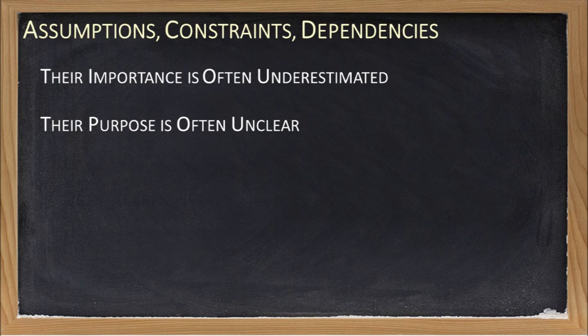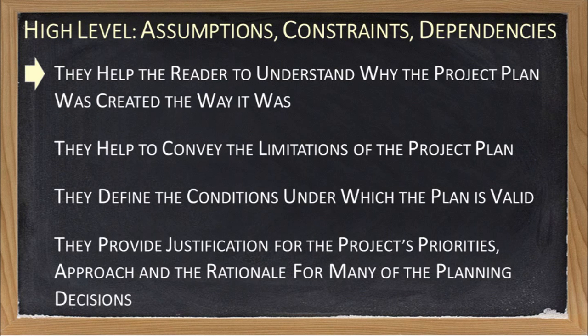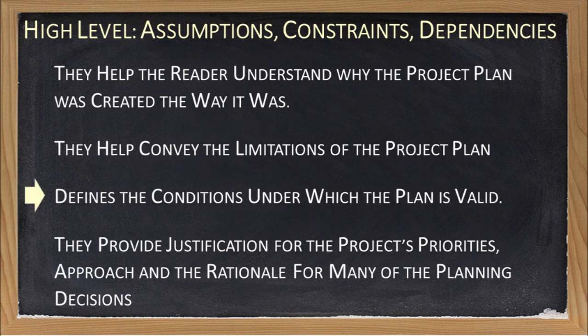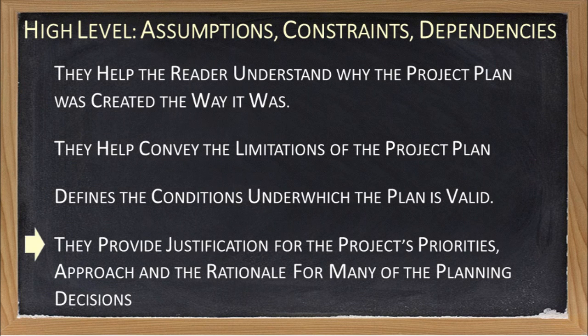If you've never really examined the significance of these three sections within a project plan, you're not alone. While they're important to the overall project plan, they are often undervalued, overlooked, or underutilized. But they are important as they communicate a wealth of information and decision justification to the reader of the plan. They explain to the reader the framework of understandings that the plan was developed from. They convey the limitations of the plan and define the conditions under which the plan will be valid.